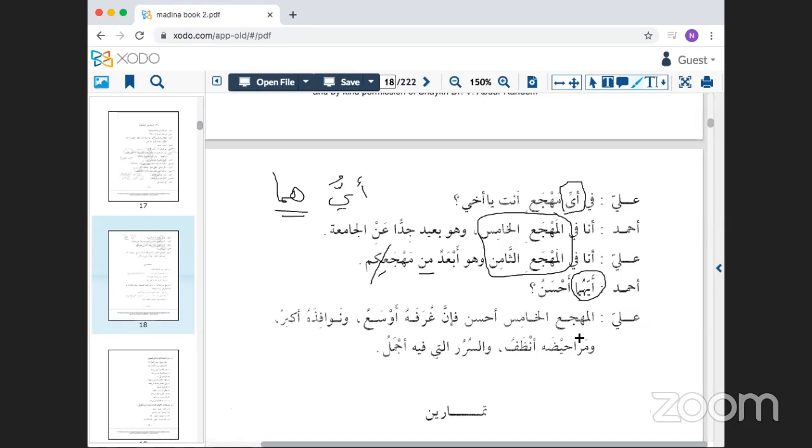Al-mahja'ul khamisu ahsanu fa inna ghurfahu awsa'u wa nawafidahu akbaru wa marawahu. Afwan. Slow down please, Ahmed. Fa inna ghurafahu awsa'u. Ghurafa, this is jam', ghurafun. Jayid. Fa inna ghurafahu awsa'u. This is again ismu inna mansub. You can see the fatha there. And khabru inna is awsa', which is marfu'. You can see the dhamma there. Fadda. Wa nawafidahu akbaru. Jayid, why does Nawafid have fatha on it?